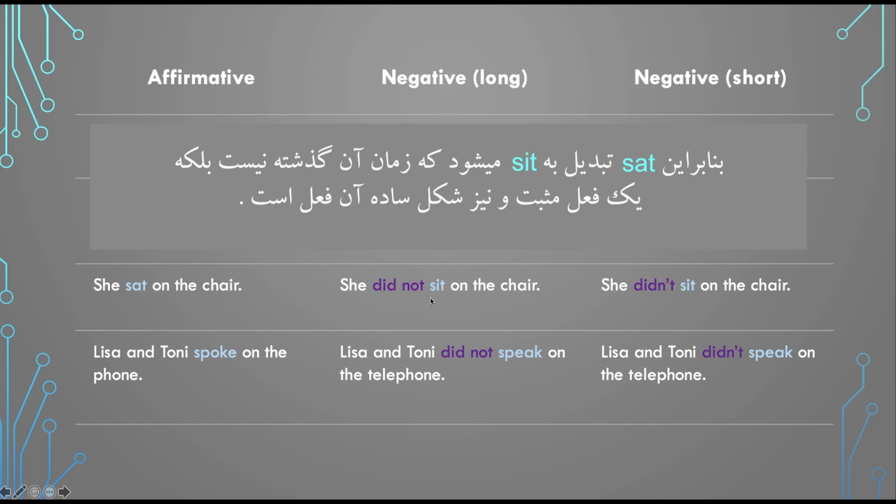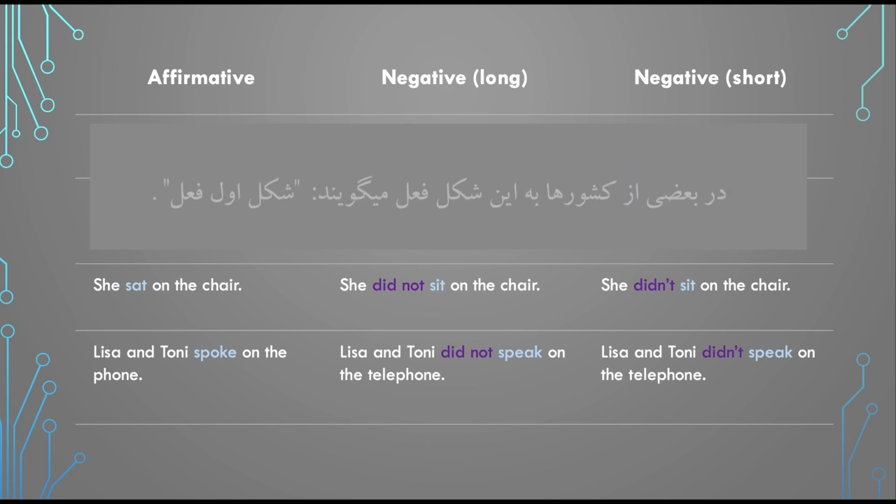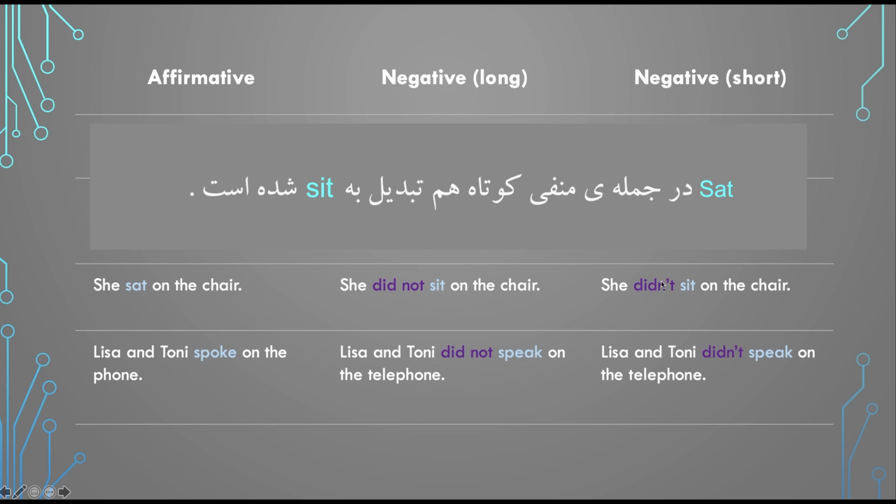The verb sit is not past simple. This is an infinitive verb, or we also say a base verb. In some countries you call it first form. And then the short form, she didn't sit on the chair. So changing sat to sit in the negative.